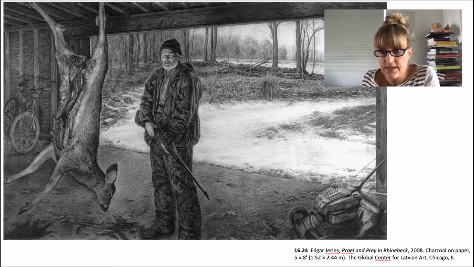Edgar Gerrans. So we're standing with a man in his garage after he has killed a deer and is now starting to dress it. You see that it's fall or early winter in this location. Rhinebeck is either Germany or New York. My guess is we're probably in New York.